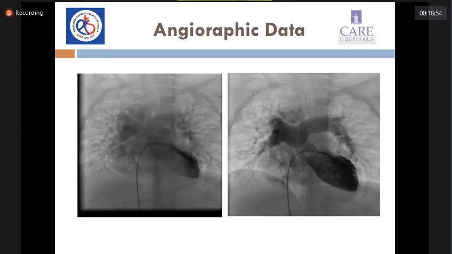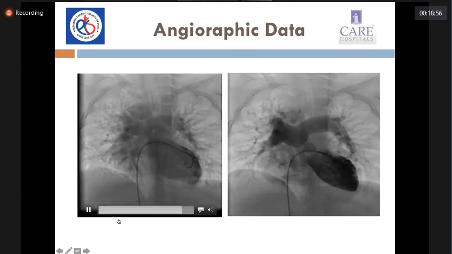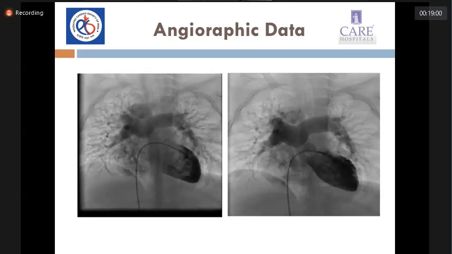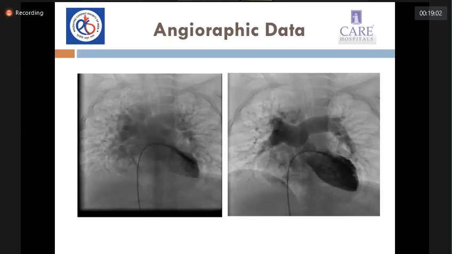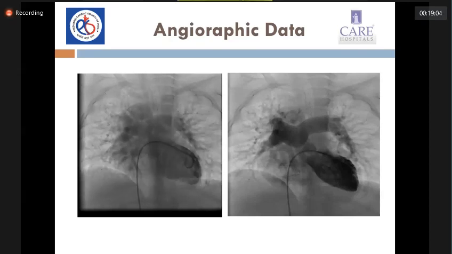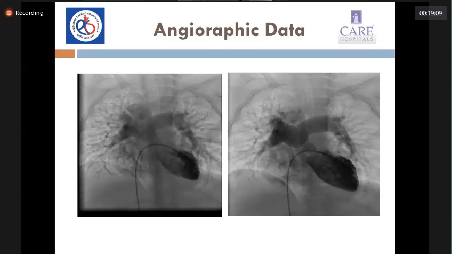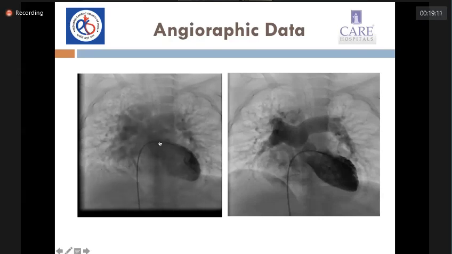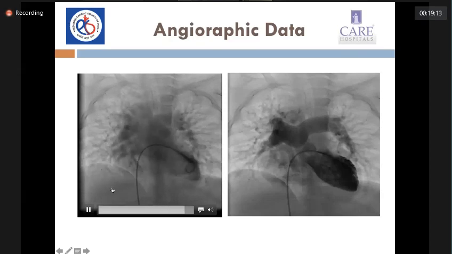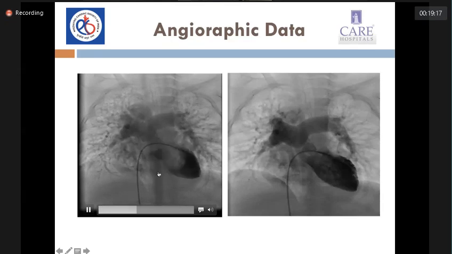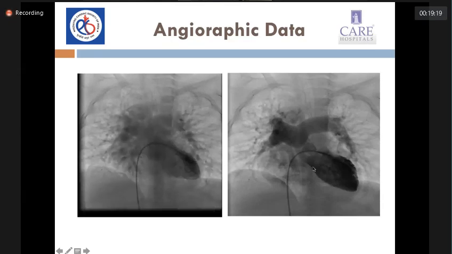And then we can see the filling: this morphological LV is filling the bilateral PAs first. Then filling of the aorta is also seen through the VSD, RV, and into the aorta, sir. So this suggests that the LV is giving rise to the PA, and there is good peripheral arborization of bilateral lung fields, sir. Very good.